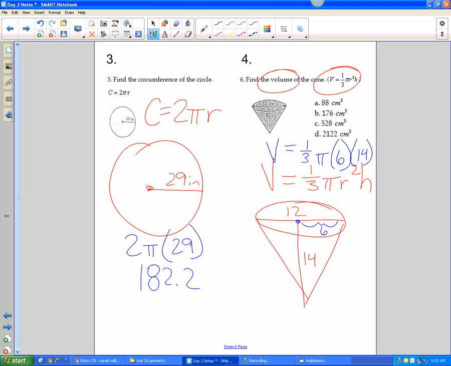Oh, and I didn't either. My fault. Guys, do you see the square right here? I forgot about it. So it's 6 squared. Okay, it's 6 squared. So it's R squared, and I didn't pay attention to that.